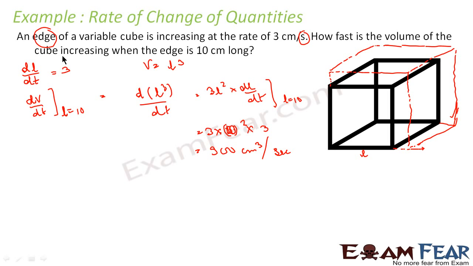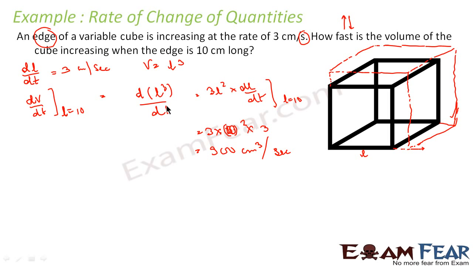So this was a simple question where I was told that the edge of a cube is increasing at the rate of 3 centimeter per second. So it is plus 3, dl by dt, centimeter per second. Volume I know is L cube. I have to find dv by dt. I have to find how fast. If you see, fast and slow is all time dependent. So I have to find dv by dt. And that's what I have found.